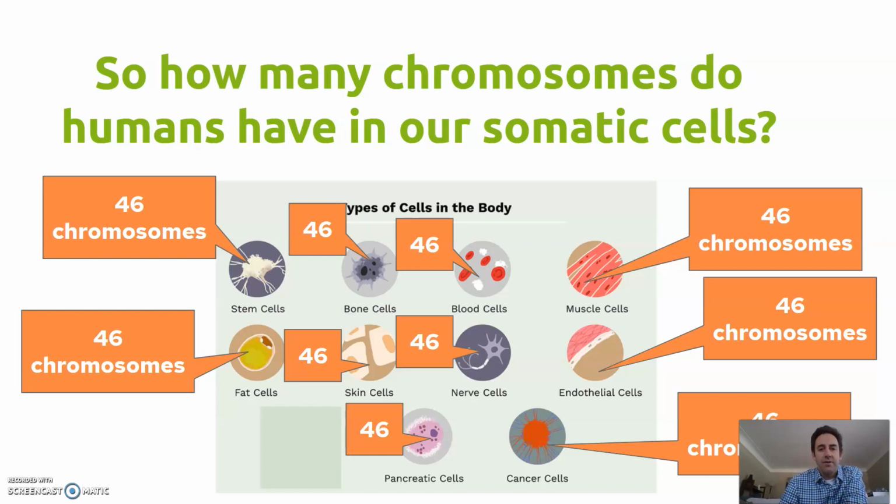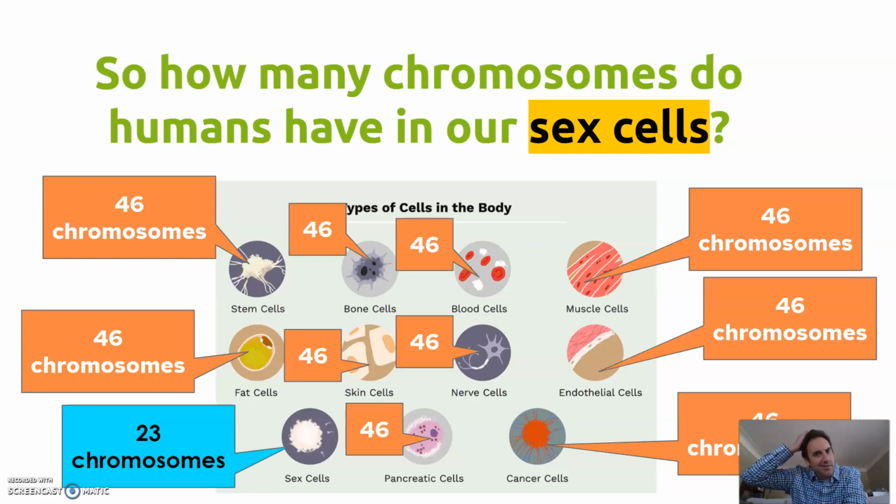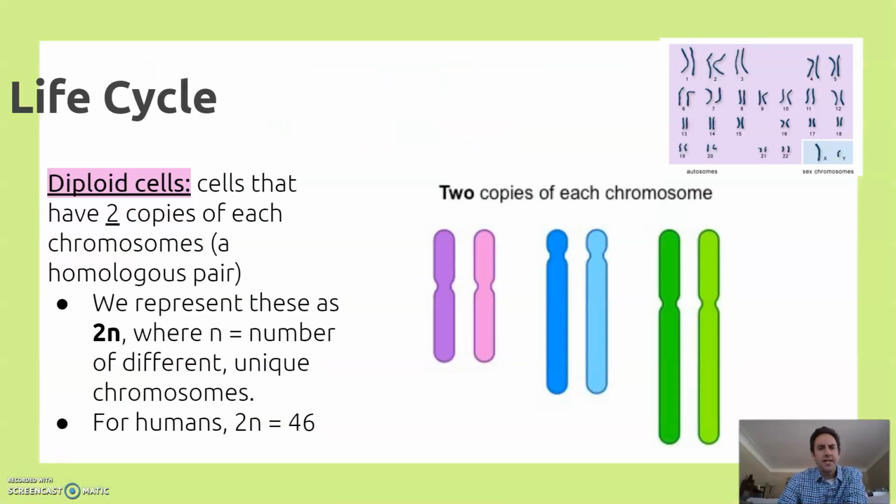There are, however, one group of cells that is different. And that group are the sex cells. Those, it turns out, only have 23 chromosomes. That's weird, right? So what's going on? Why do the sex cells have 23, but every other group of cells have 46? Well, to understand that, we need to introduce a couple of terms.